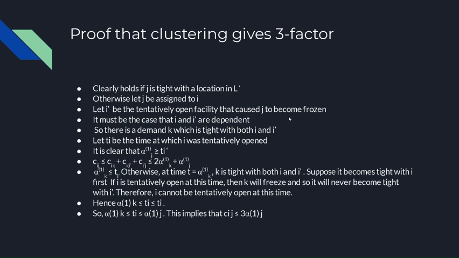Now the other thing is that alpha 1 k must be less than or equal to T of I dash. Why is that? Because if it is greater, then we know that I opened before I dash, so T of I is less than or equal to T of I dash, and that is in turn less than or equal to alpha k, which means that k is tight at both I and I dash at T equal to alpha 1 k.